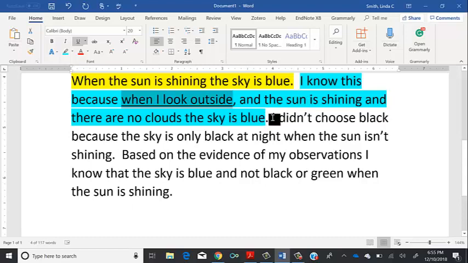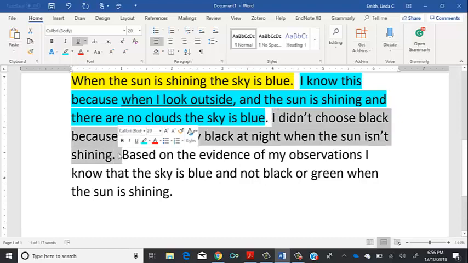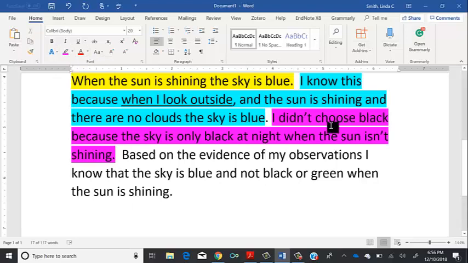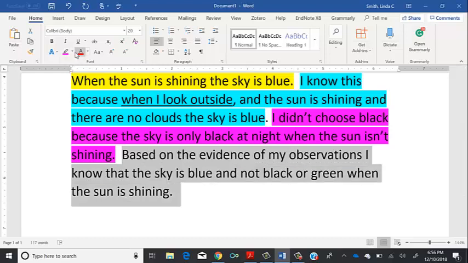And then you need to explain why you didn't choose another. And so that would be here. I didn't choose black because the sky is only black at night when the sun isn't shining. And again, we're assuming that that's because you've been looking outside. So there's a second piece of evidence cited when you look outside. Then it says, based on the evidence of my observations. So we've made our claim. We've cited our two pieces of evidence, our evidence of what it is and what it isn't. And then we have added our reasoning. So based on this evidence of our observations, we know that the sky is blue and not black or green when the sun is shining. And that would be our reasoning.